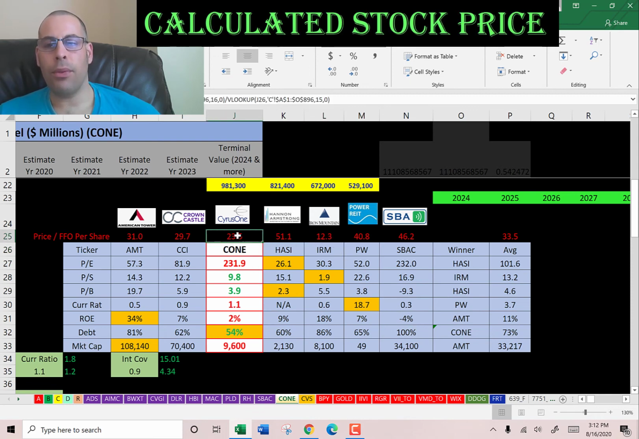Cyrus is at 23, which is lower than the average of 33. PE, they're much higher than the average at 231. They are lower than the average in price to sales and price to book. They're worse than the average in current ratio and ROE. They have the lowest amount of debt of all the companies in their industry, so that's a good sign. They are much smaller than the average. The average is 33 billion market cap. They're at 9.6 billion. So let me know what you think.